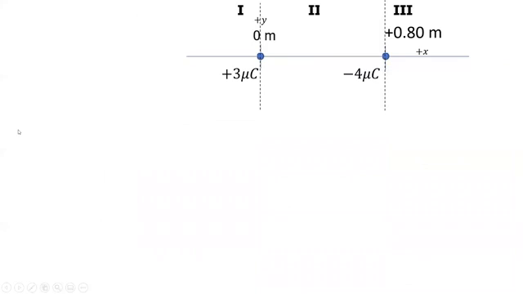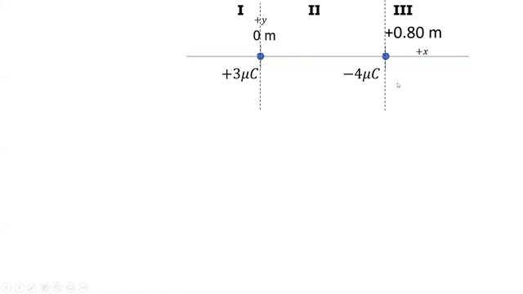So let's try an example. Let's say we have these two charges, 3 and -4 microcoulombs. The positive 3 is at the origin, and the -4 is some distance away, positive 0.8 meters on the x-axis. And we want to find a location where the electric field is 0. Well, there is exactly one location because they don't have the exact same size. It's not 3 and -3. If it was, then there would be no location.